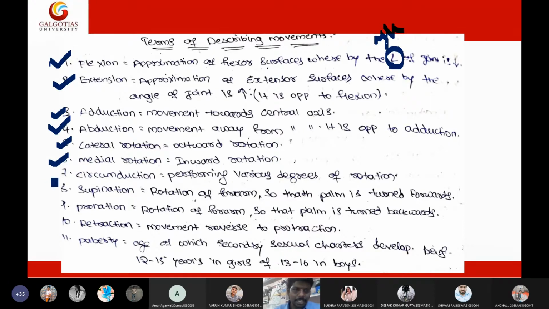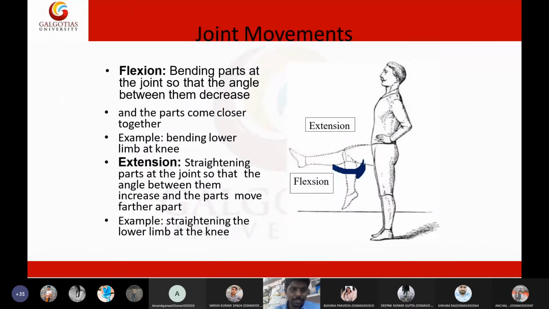Then circumduction. Circumduction means very simple, protrusion. How can I say? Wait, I will show you here.